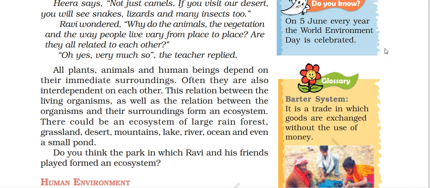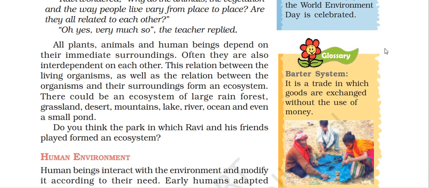There could be an ecosystem of a large rainforest, grassland, desert, mountain, lake, river, ocean, even a small pond. Do you think the park in which Ravi and his friends played forms an ecosystem?